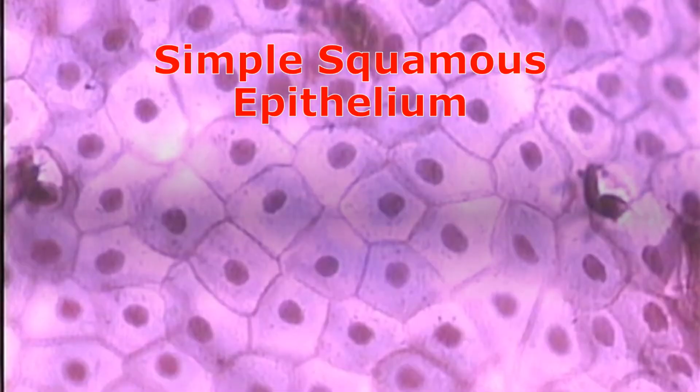All right, here's another great picture, kind of top down. We see the fried egg look. Nice tightly packed cells, one layer deep, simple squamous epithelium: diffusion, filtration, a little bit of protection.